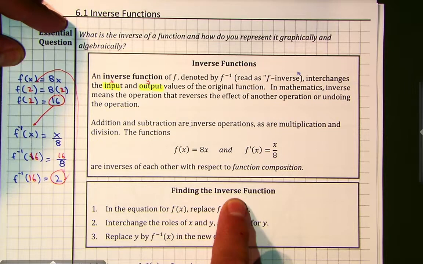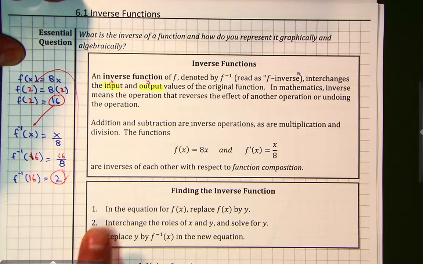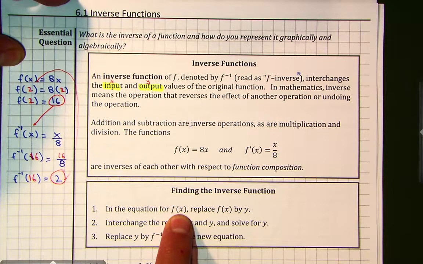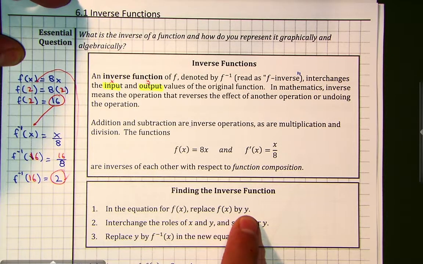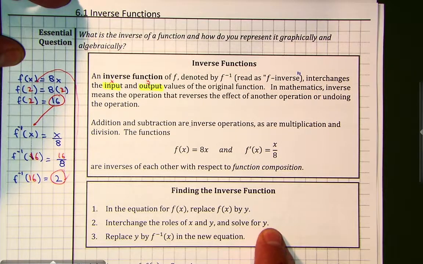Now to find the inverse function, we must follow the following 3 steps. In the equation for f of x, you're going to replace f of x by y. We are going to switch the roles. The x will become the y, and the y will become an x. And then we're going to solve for y. And finally, we want to make sure that we replace the y with the inverse notation in the new equation.